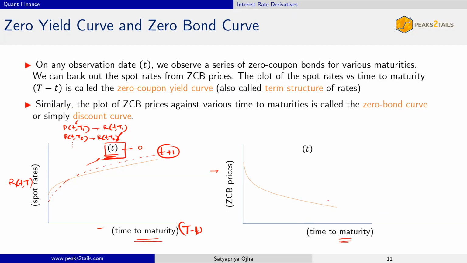Now, here's the one thing. This curve is a little bit boring because it will always have this shape, downward sloping. Yield curve can have any kind of shape, but this is pretty much always downward sloping because higher maturity zero coupon bonds will trade at a higher discount. So it's always a decreasing function of time to maturity. So what I'm saying is P(t,T1) would be greater than P(t,T2) if T2 is greater than T1.